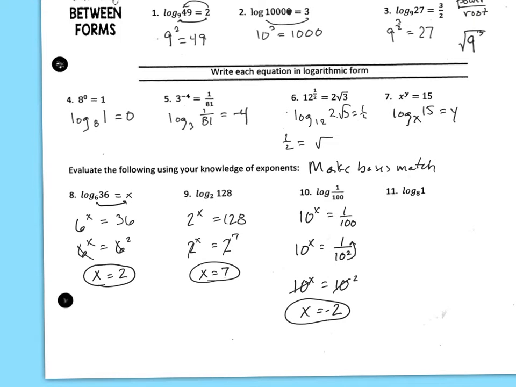And for this last one, 8 to the what power is equal to 1. Well, this is just something you'll have to know. Anything, all things to the 0 power is a 1. Letters, numbers, negatives, radicals, doesn't matter. All the things. So anything that ends up with an answer of 1, we know the power has to be 0.